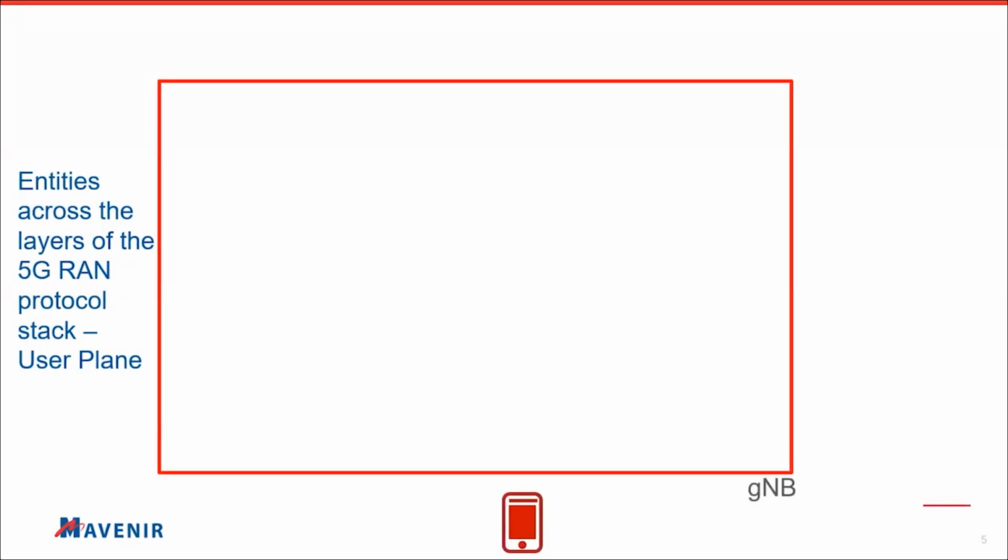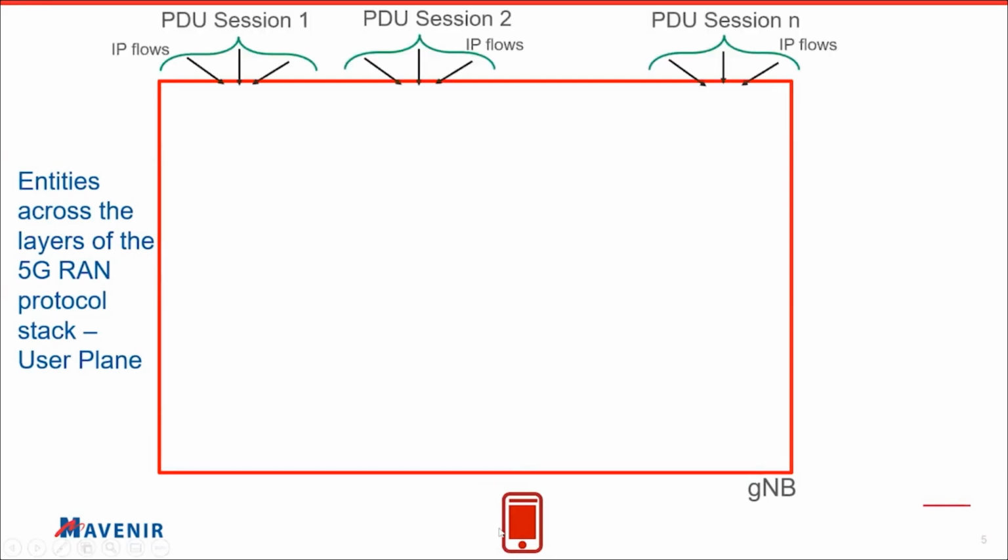So let's look at the entities across the layers of the RAN protocol stack, focusing on the user plane. We see a gNodeB, a 5G base station, next generation node B, and we see a user equipment. What happens here is that the user is subscribing to three IP sessions. These IP sessions can be, say, Netflix or Amazon Prime, a large file download, or a YouTube stream, any IP session. And these IP sessions give you IP flows. So N IP sessions yield IP flows, and these IP flows consist of IP packets.